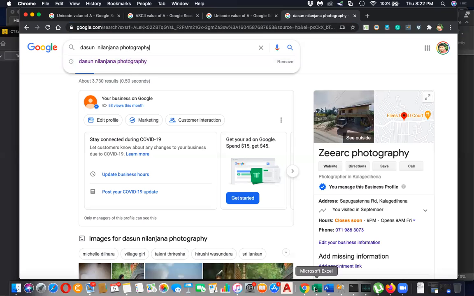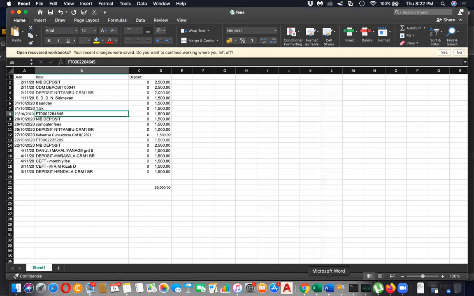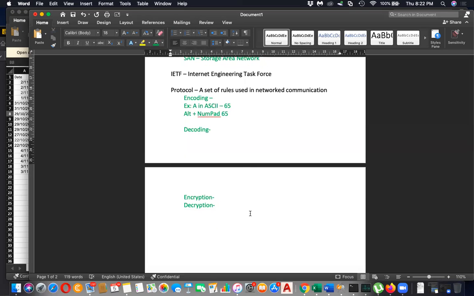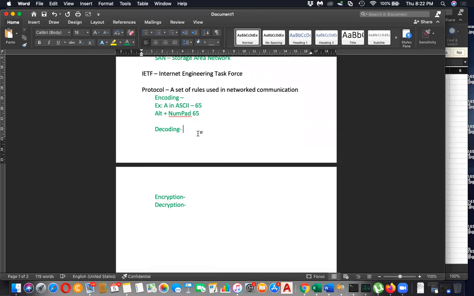Okay, encryption. Encryption means something else. Right? Encoding, decoding, then encryption is something else. So let me show one example. Okay, decoding, maybe change encoded. You can see this A is encoded to 65, but when you type 65, it will be decoded to A.